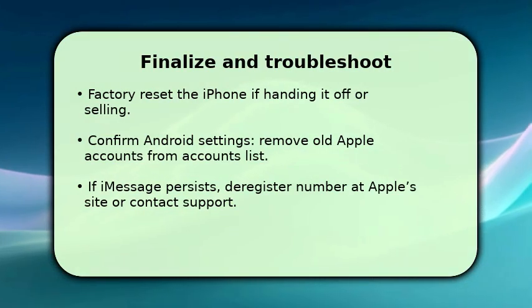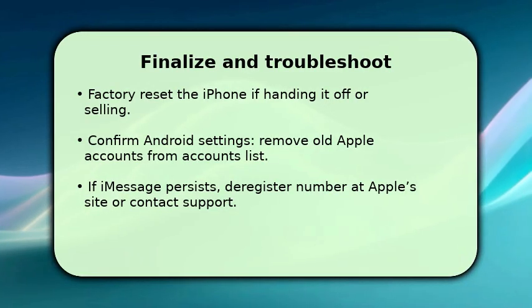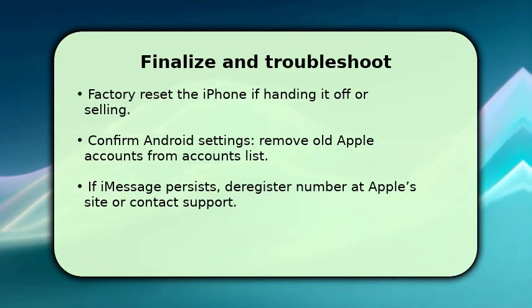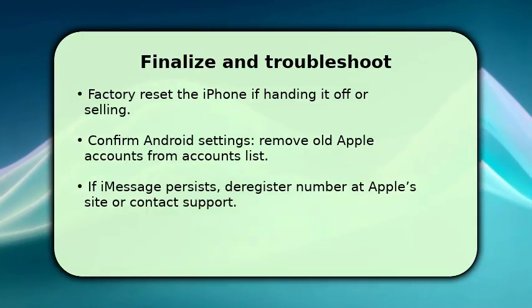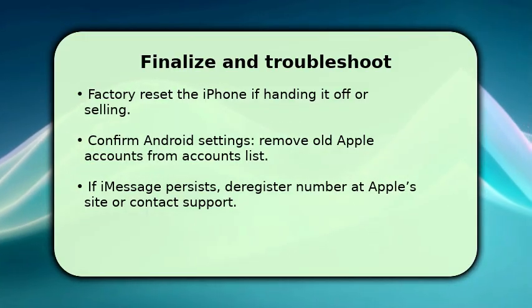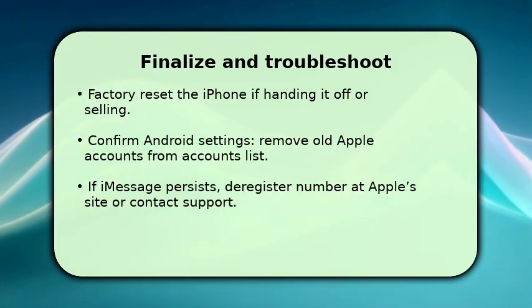Finish by factory resetting the iPhone if you're selling or giving it away. This removes residual settings and personal data. On Android, check accounts and settings and remove any Apple or iCloud entries so no leftover sync remains. Once you've switched, test calls and SMS.